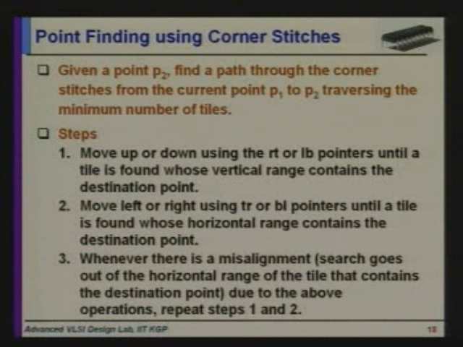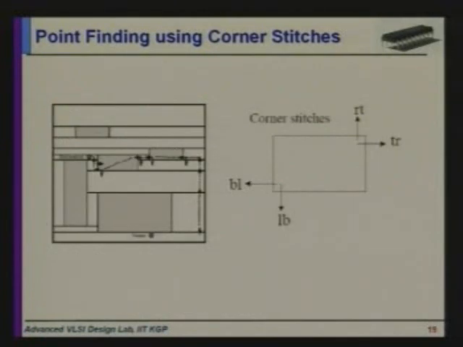So we will first go through the right top, above or below, to find out the block in which my target point is. Say from this source, we want to find this destination point D here. So we move up and then find out the block which contains the destination point. Okay. Then we move left.